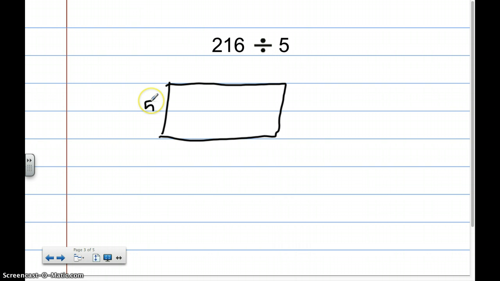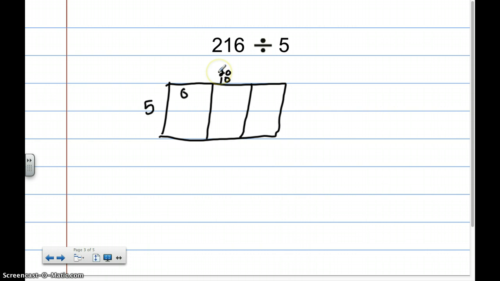And I'm going to write my 5 on the side. I want to know how many hundreds, how many tens, and how many ones. So I'm going to look at this and say there are no hundreds, because 5 times 100 is 500, so I have no hundreds. I'm going to look at the tens. 5 times 10 is 50.